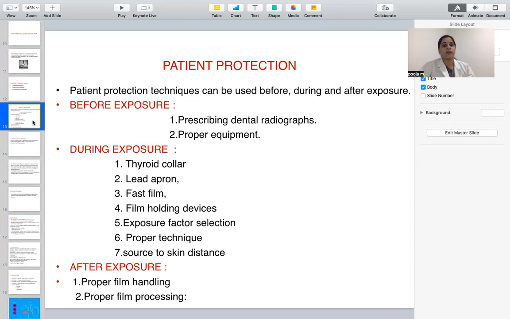So before exposure, that is prescribing the dental radiographs and using proper equipment. And during exposure, use of thyroid collar, use of lead apron, use of fast film, use of film holding devices, proper exposure factor selection, following a proper technique, and following a proper source to skin distance. These are the methods which are followed to reduce the amount of radiation to the patient during exposure. And after exposure, by following a proper processing technique and by properly handling the film.